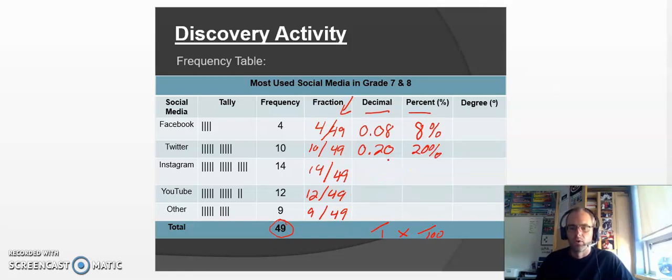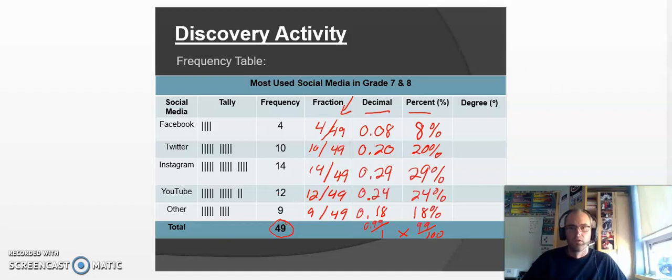I will go ahead and finish this up, and then we'll talk about calculating degrees. Okay, so I got all this filled out here, and I added up all of my decimal values, and I got 0.99, which is 0.01 away from 1 whole. Ideally, you want to get 1 out of 1, but because I rounded some of these numbers, that's why it's slightly off. But it's extremely close. And same thing with percent. You add up the percents, you get 99 when you should get 100%, but that's just because of rounding.